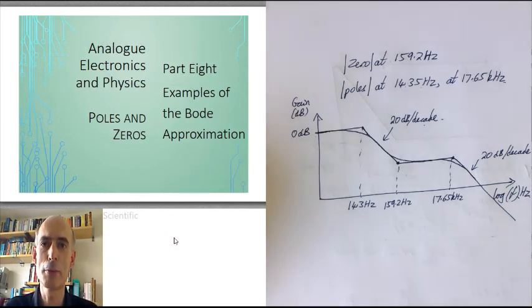We'll be coming back to the Bode approximation later. Next time I want to start looking at what is almost the reverse problem. Starting with the amplitude response of a network, how do you estimate where the poles and the zeros are?